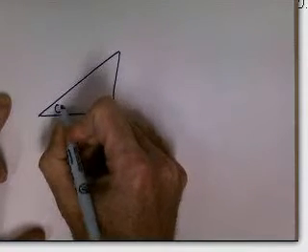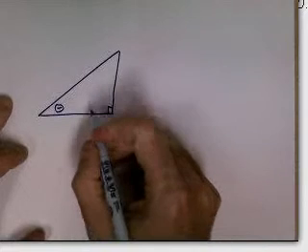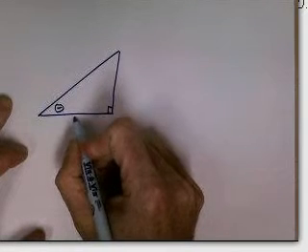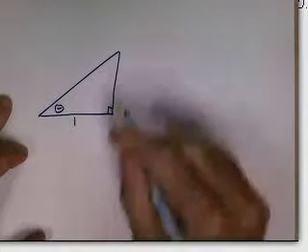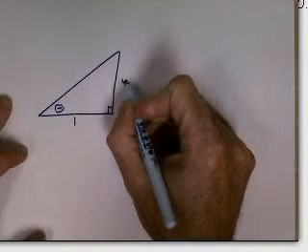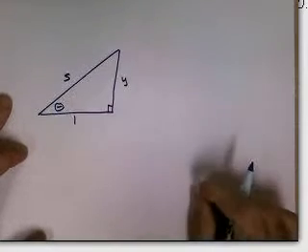Got a right angle right there, angle theta. For this one, I want the side adjacent to this angle, but not the hypotenuse, to be length 1. I'm going to call this side y and this side s.